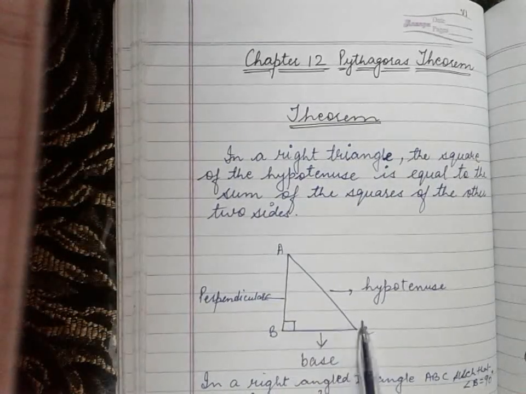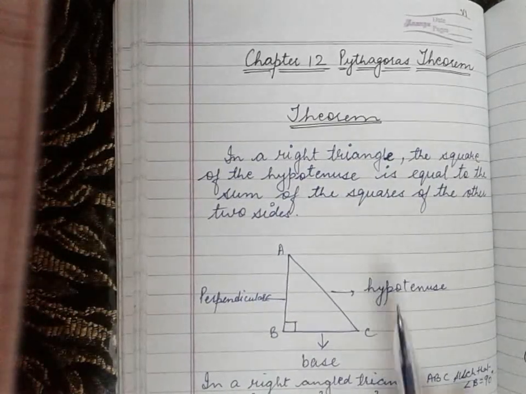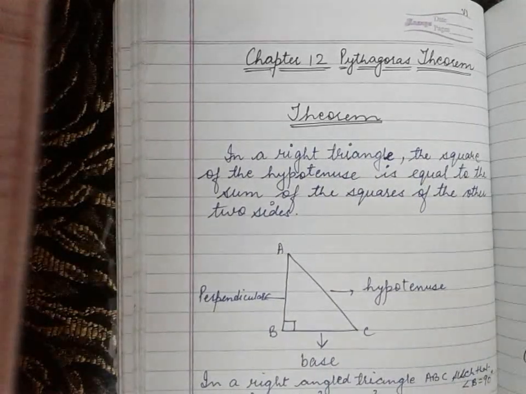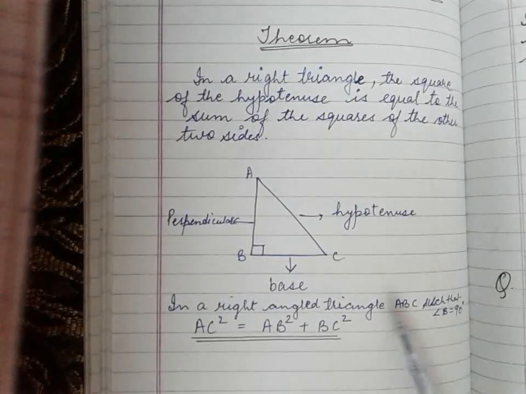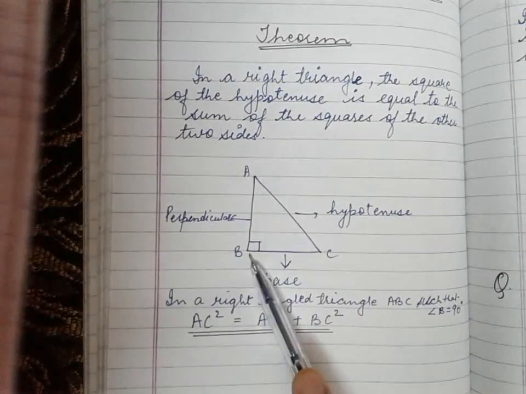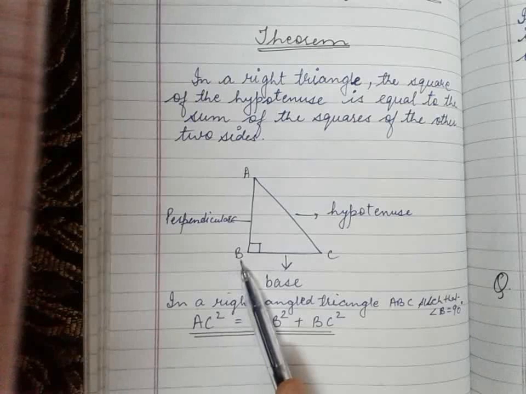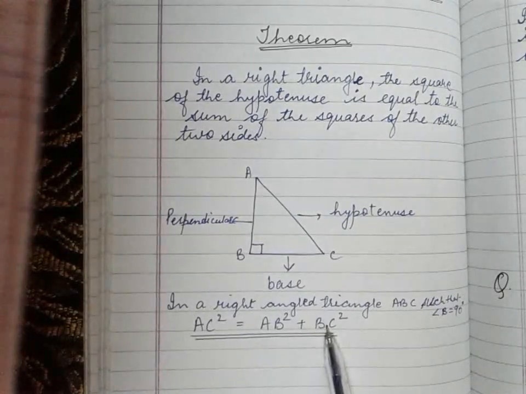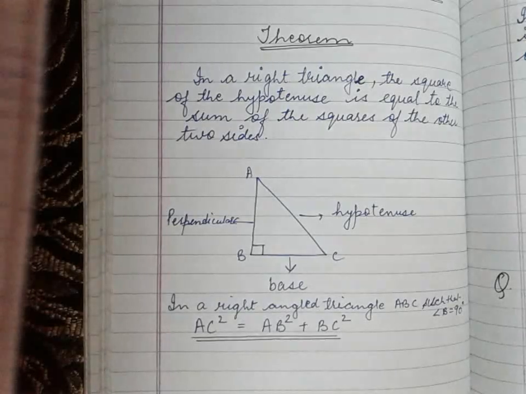The remaining two sides are known as perpendicular and base. The square of the hypotenuse is always equal to the square of the perpendicular plus the square of the base. So in right angle triangle ABC, such that angle B is 90 degrees, the angle is already given as 90, that is, the triangle is right angled, we can write AC square is equal to AB square plus BC square.